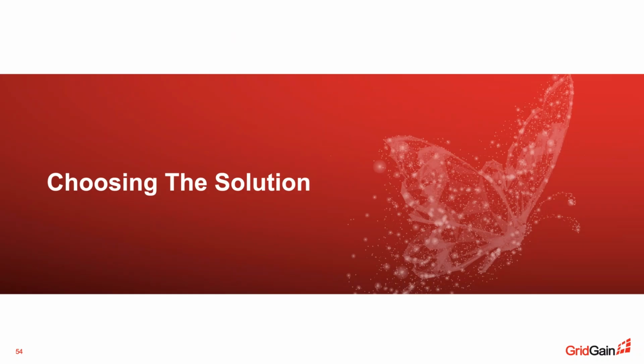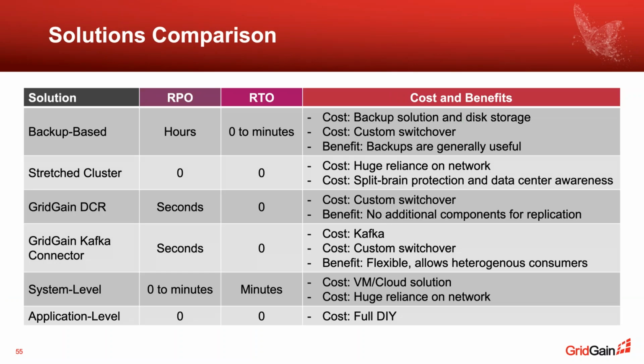So these are all of the options, all of the disaster recovery solutions that I wanted to talk about today. So now let's review them quickly and look at how we can choose between them and how we can navigate between these options. These are all 6 options that we talked about: backup-based solutions, stretched cluster, 2 streaming options, which are GridGain Data Center Replication and GridGain Kafka Connector, and also system level and application level replication.